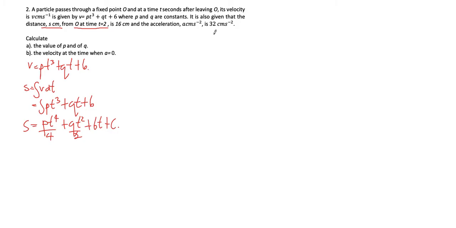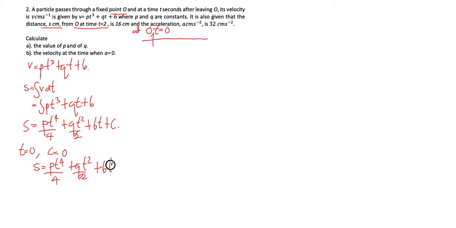Since the question tells you that time only starts after it leaves the point O, the particle is at O when t equals 0. If t equals 0, there's no distance, so c is also 0. So the equation that we have is s equals pt to the power of 4 over 4 plus qt squared over 2 plus 6t. That is the equation for distance.